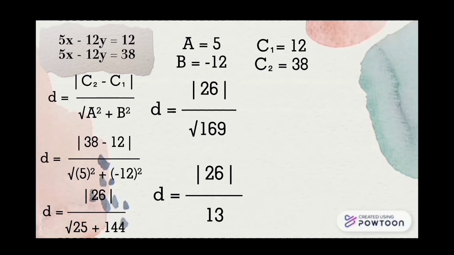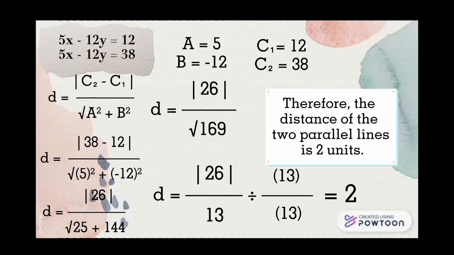Let's simplify 26 over 13. 26 over 13 divided by 13 is equal to 2 over 1, or just 2. Therefore, the distance of the two parallel lines is 2 units.